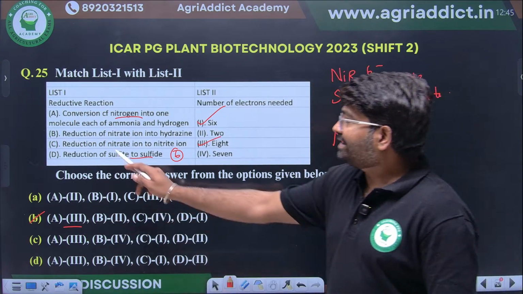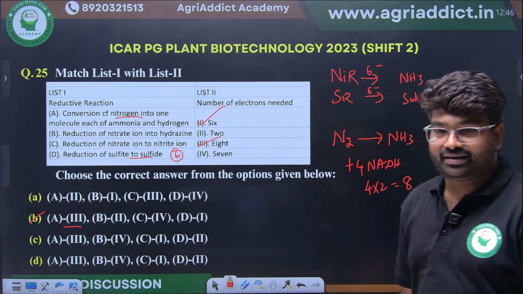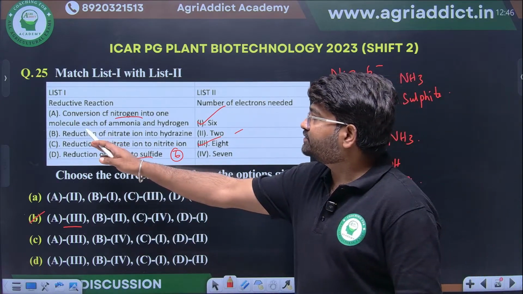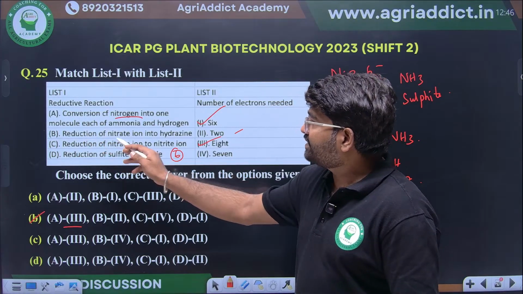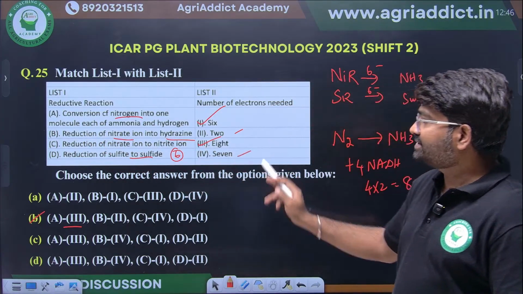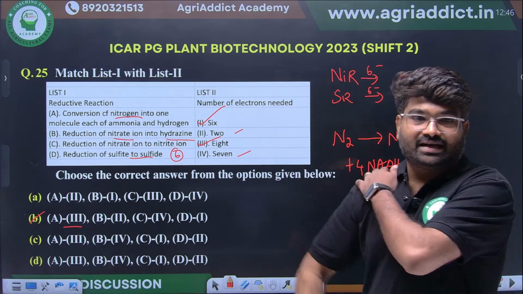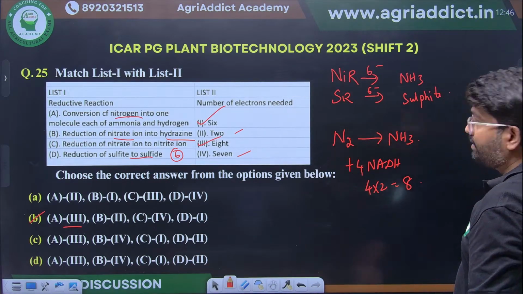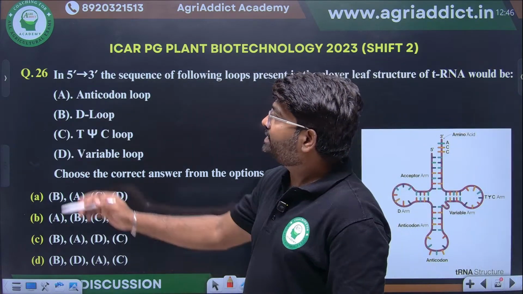Reduction of nitrate into nitrite, there only 2 electrons will be required. Reduction of nitrate into hydrogen, this is a specific one. 7 electrons are required. Okay, clear? 7 electrons are required. Another simple question.